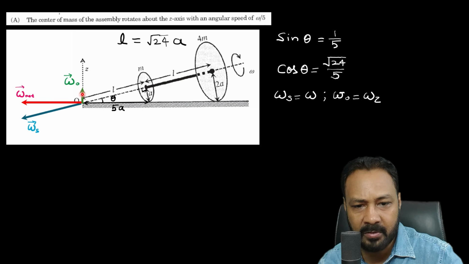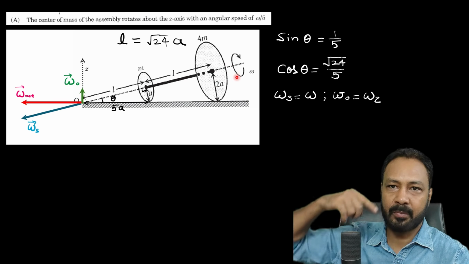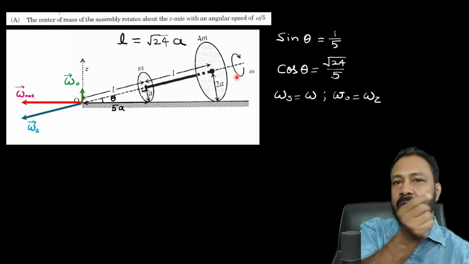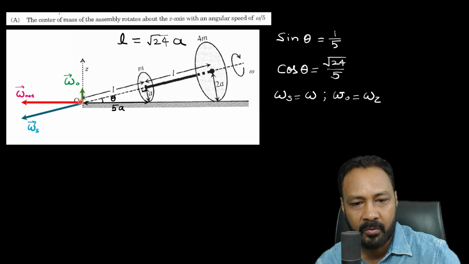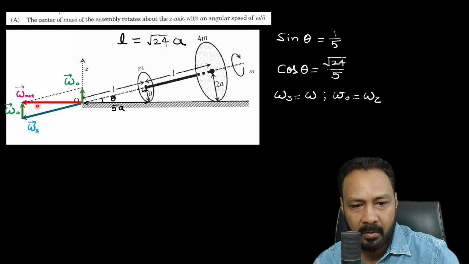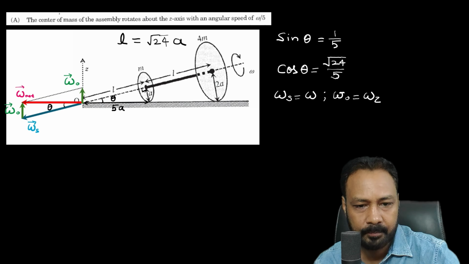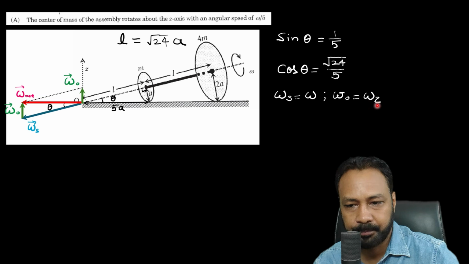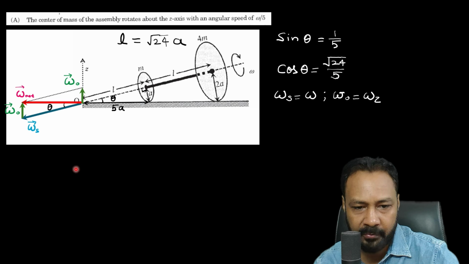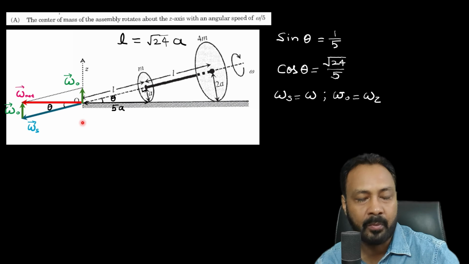And the net angular velocity is obviously the vector sum of the other angular velocities. So it has two angular velocities. One is the spin angular velocity, and the center of mass of the assembly is rotating like this in a horizontal circle. So omega net is the vector sum of these two. And this is theta. If I make components of omega s, which is basically omega, and omega O, which is basically omega z, along this direction, the component of omega s will be omega cos theta, and the other component will be omega sin theta.